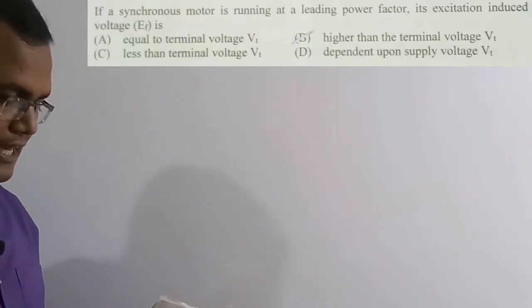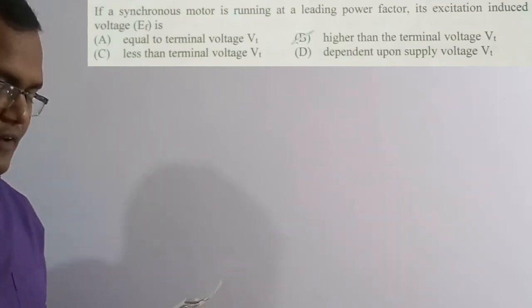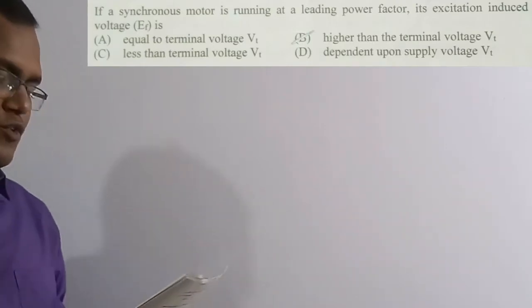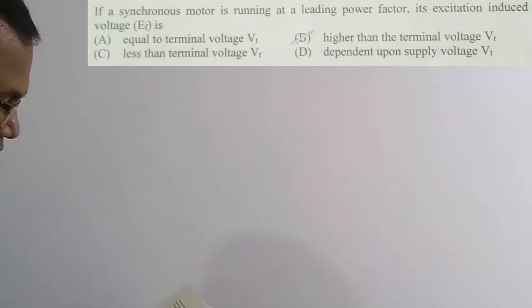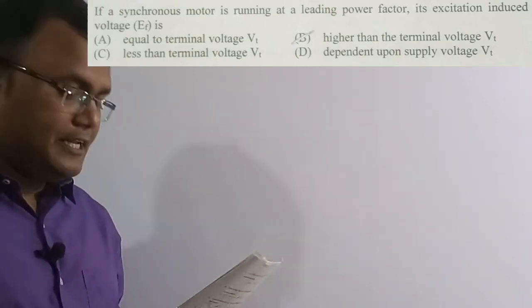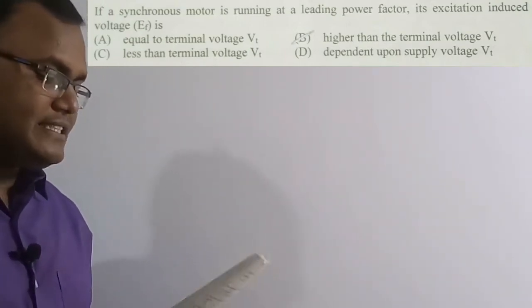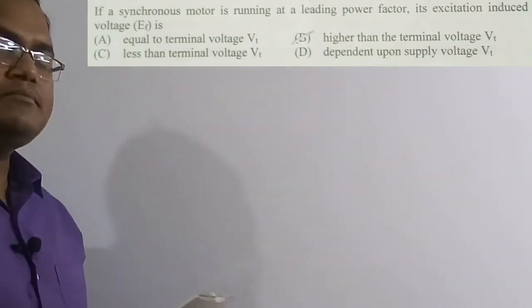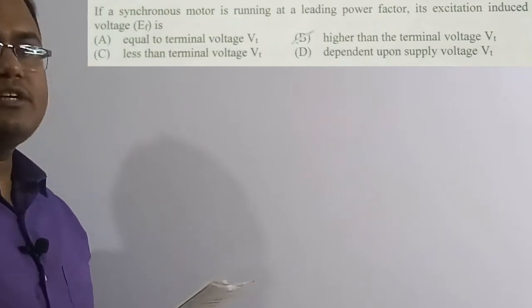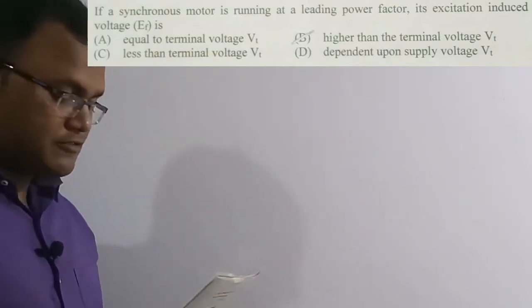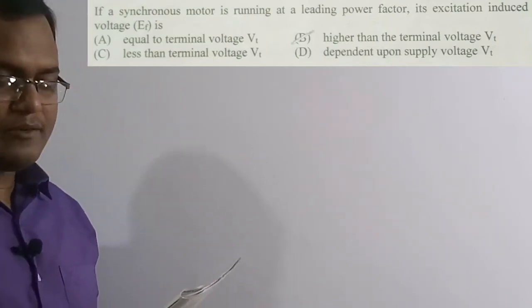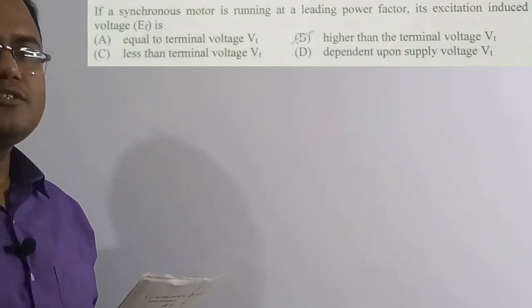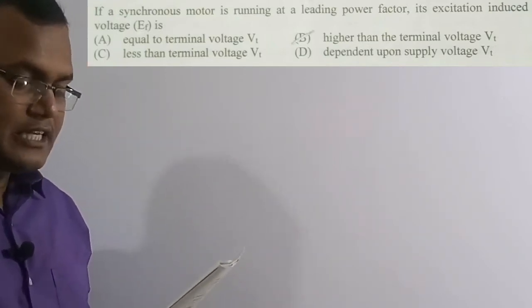So now we are going to solve the 45th question. See the question here. If a synchronous motor is running at a leading power factor, its excitation induced voltage EF is? The options are: equal to the terminal voltage VT, higher than the terminal voltage VT, lesser than the terminal voltage VT, or dependent upon the supply voltage VT. So what are the four options? Option B, higher than the terminal voltage VT.